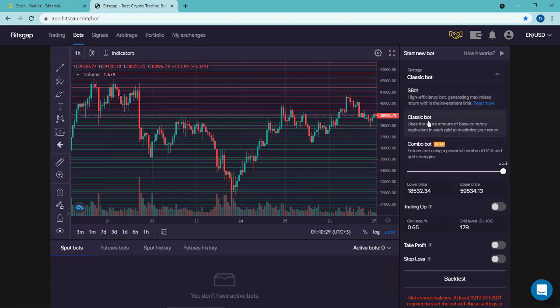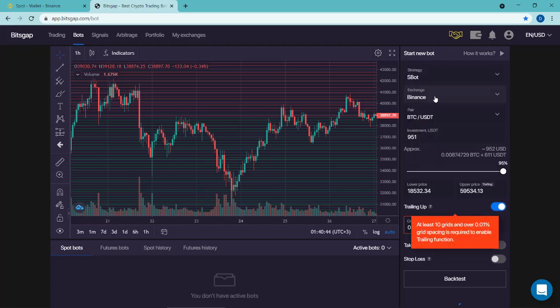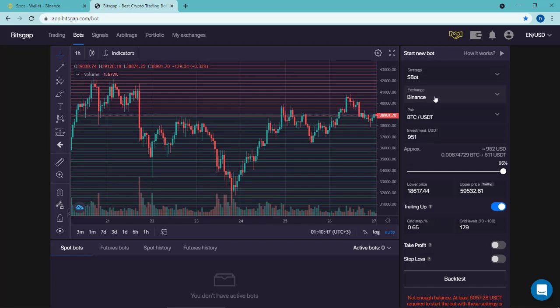Now classic bot usually works better if I know that the value of what I'm trading with is in an upward trend, but I'm assuming that I don't know anything about trading, so I'll just choose SBot, which will work well in all situations, and better in particular when there isn't an upward trend. It's more of a flat trend. So I've chosen SBot, and I need to choose an exchange. Well, I've only got one exchange connected to Bitsgap Trading Platform, that's Binance.